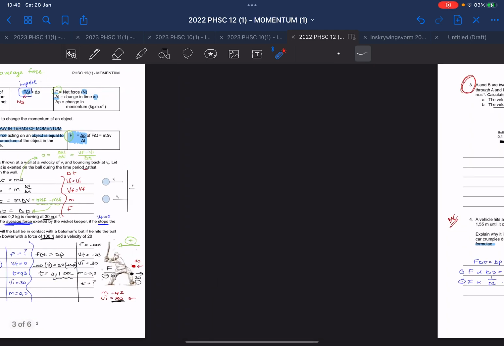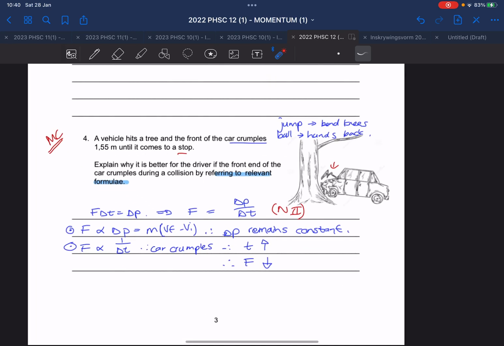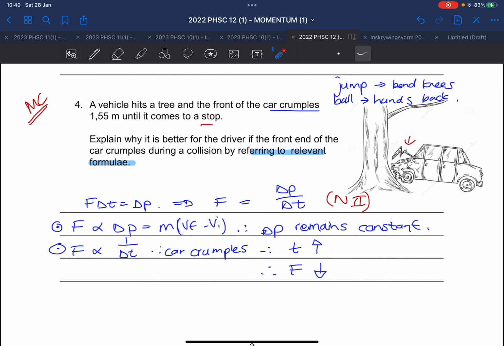Okay, right, then I left out question 3. We go to question 4. Now this is where I said that Newton's second law... Now this is a, I said here, multiple choice question, but nowadays they also ask it quite often as a longer theoretical question for 3, 4 marks. So they say there, a vehicle hits a tree and the front of the car crumbles 1.5 meter until it comes to a stop. Explain why this is better for the driver if the front end of the car crumbles during the collision by referring to the relevant formula.